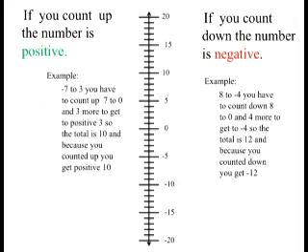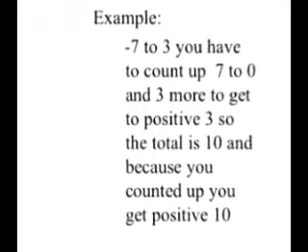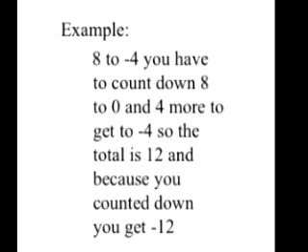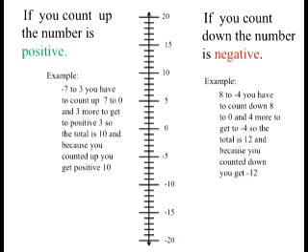Let's take an example with positive. -7 to 3, you have to count up 7 to get to 0, and 3 more to get to +3. So the total is 10, and because you counted up, you get a +10. Now let's look at an example for negative. 8 to -4, you have to count down 8 to get to 0, and 4 more to get to -4. So the total is 12, and because you counted down, you get -12.